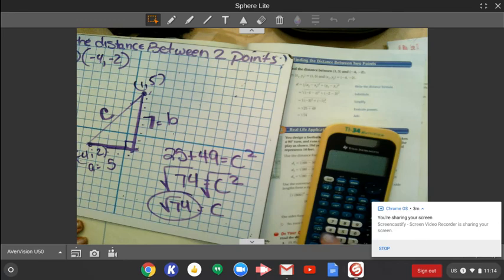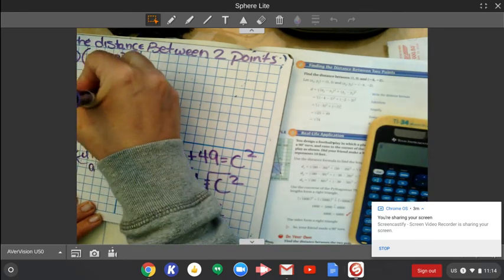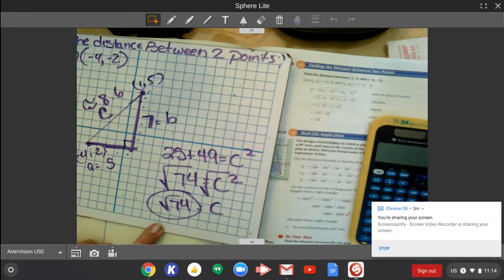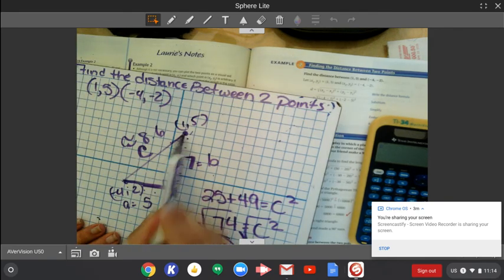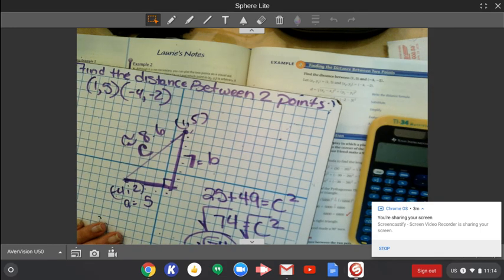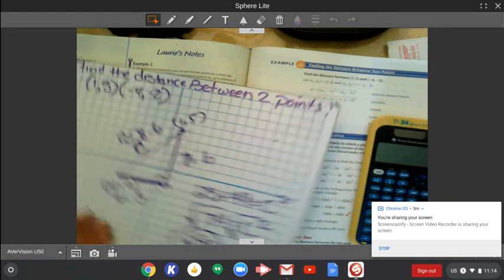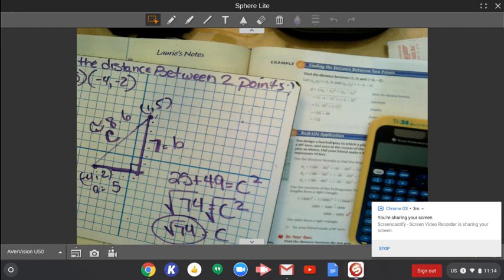The square root of 74 is about 8.6. Okay, remember this is an irrational number because there is no square root of 74. You're only going to take the square root if you can, and you can't take the square root of 74. So this distance between these 2 points is approximately 8.6 squares or units. And so we estimate the distance to be 8.6. The exact distance is square root of 74. That is using the Pythagorean theorem. You must have graph paper to do it this way.